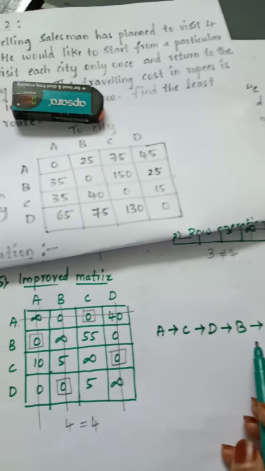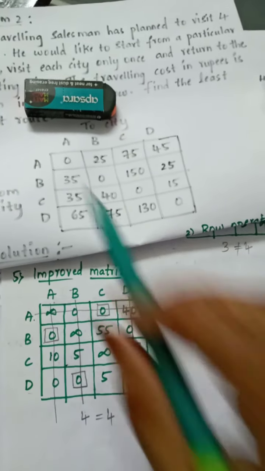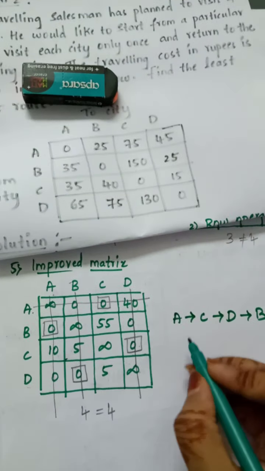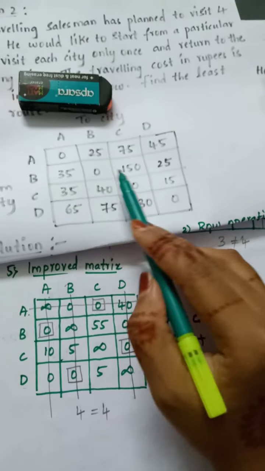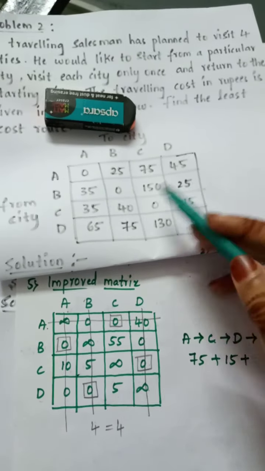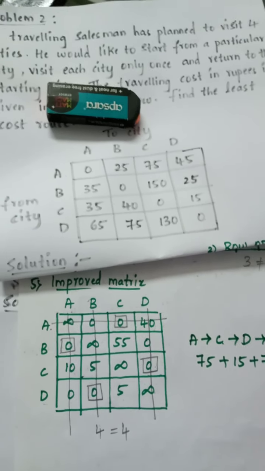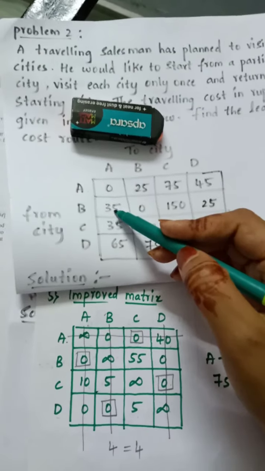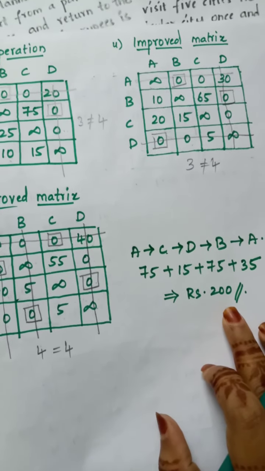Next step is we have to calculate the total cost, students. The salesman is traveling from city A to C. What is the total cost, students? Go back to the question. The cost is 75 plus. Next, from C he is going to D, the cost is 15 plus. Next, from D he is going to B, the cost is 75 plus. Okay, from B he is going to A, the cost is 35. So here the total cost is rupees 200, students.